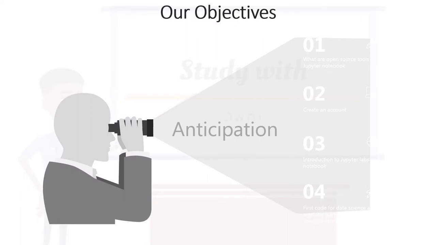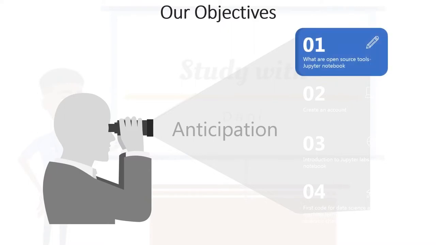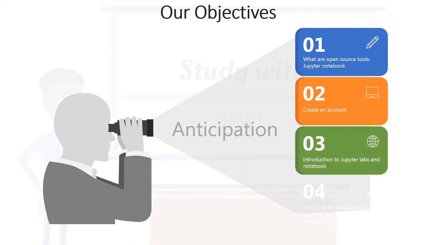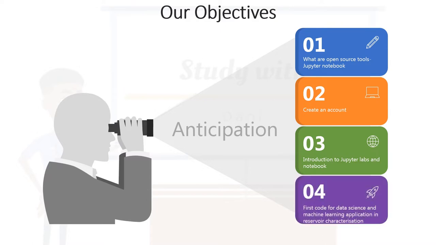Before we go ahead, we need to know what the main objectives are for this video. At the end of this video, what I would like you to take out from this is: 1. What are open source tools, and in particular Jupyter notebooks, which is what we will be talking about in this video. There are various other notebooks which we can use, but for this video we are actually going to focus on Jupyter notebooks. 2. To help you create an account or download and install Jupyter notebooks. 3. Introduce you to Jupyter Labs and Jupyter Notebook environment, and 4. Our first code for data science and machine learning application in reservoir characterization, which will basically be importing our well logs into Jupyter Notebooks and visualizing it in a table form.